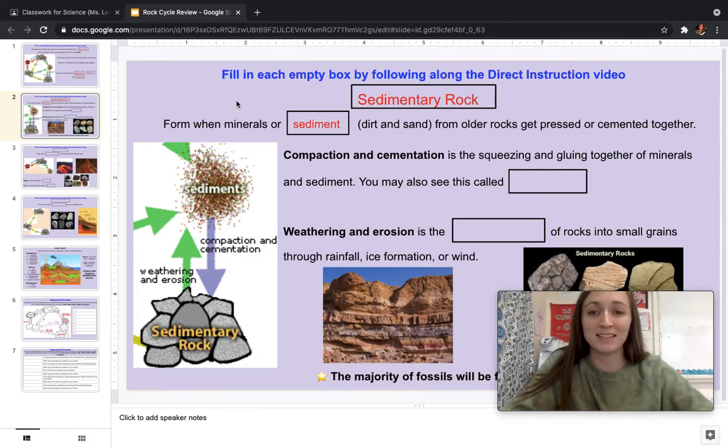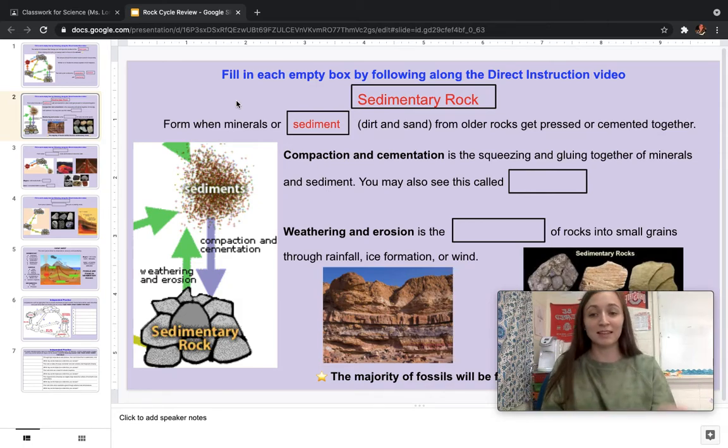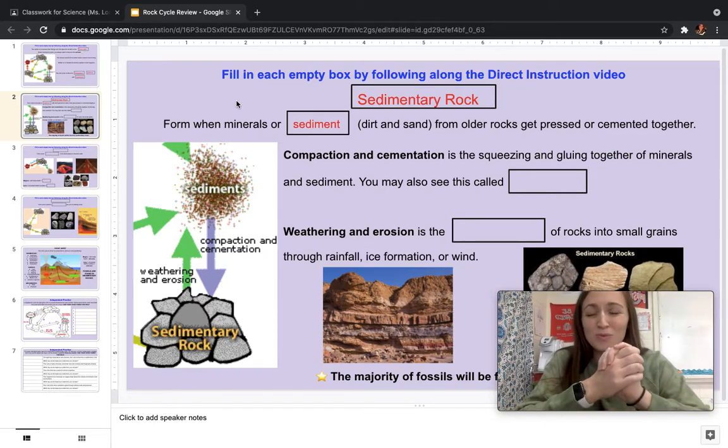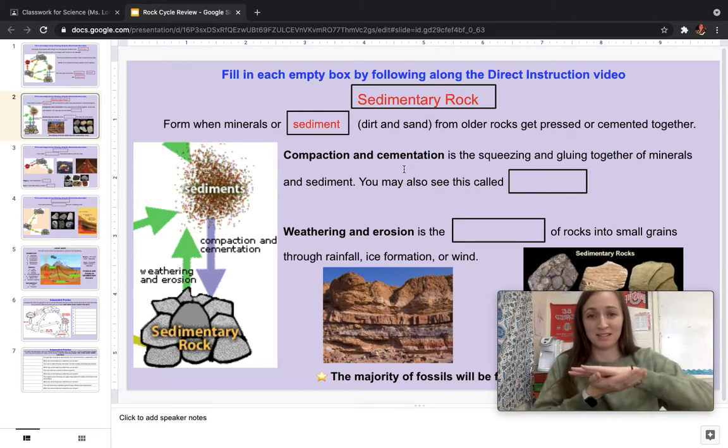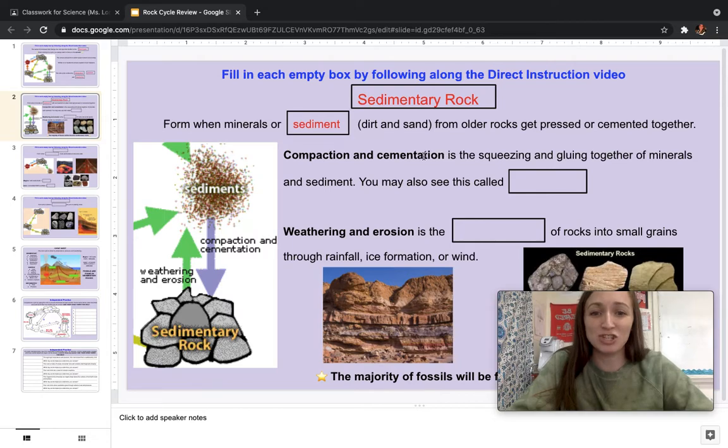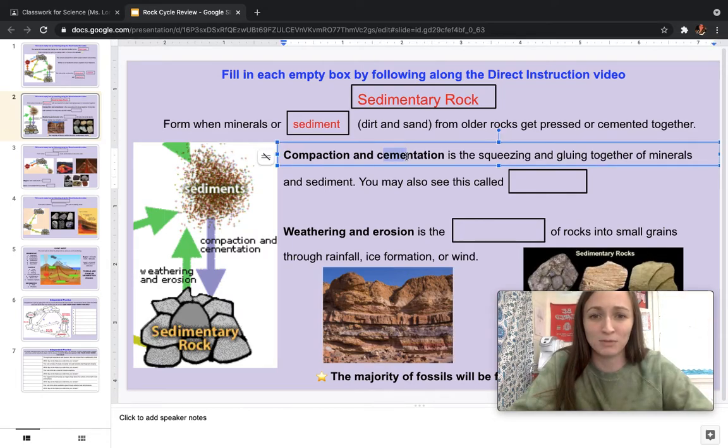So what happens is that sediment literally lays on top of each other. You can think of like in the bed of a river, how there's a bunch of sand or sediment that eventually gets laid on top of each other. So they lay on top of each other in a pile and get squeezed together or glued together, and we call that process compaction. So when something is compact, that means it's kind of like stacked and squeezed. Or cementation. So you can think of cement.